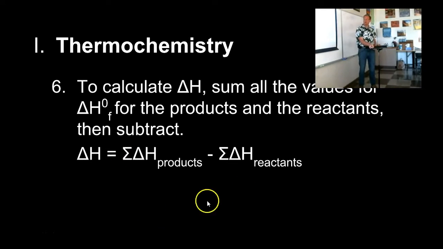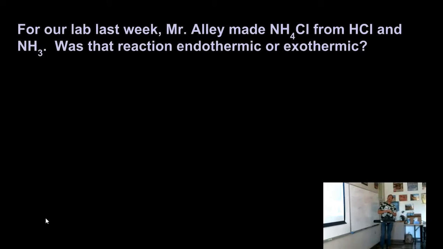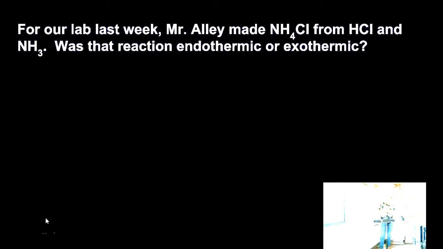Okay, so now we do have some examples here. I'll give you a moment to finish writing. I had to make ammonium chloride for a lab, and I used hydrochloric acid and ammonia to make the ammonium chloride. So was the reaction that I did exothermic or endothermic? Well, you could do the lab, mix it together, measure the temperature, and experimentally verify that it's exothermic or endothermic. But you can also calculate it. So my reaction was ammonia plus hydrochloric acid gives me ammonium chloride.